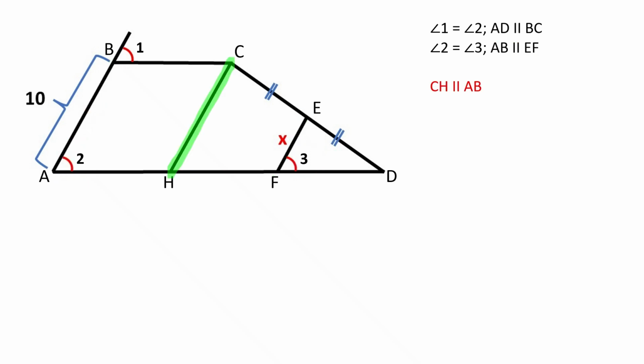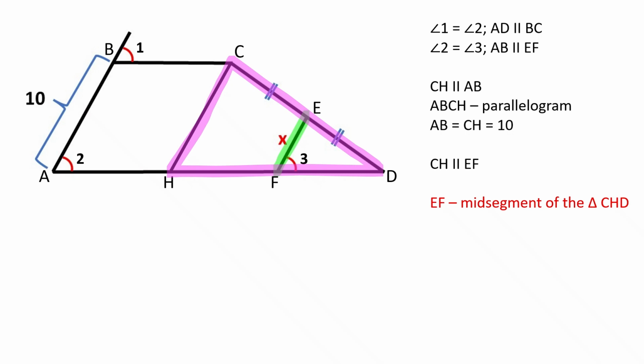Let's draw the segment CH, which is parallel to AB. ABCH is a parallelogram. AB is equal to CH and equals 10. Since CH is parallel to AB and AB is parallel to EF, CH is parallel to EF.